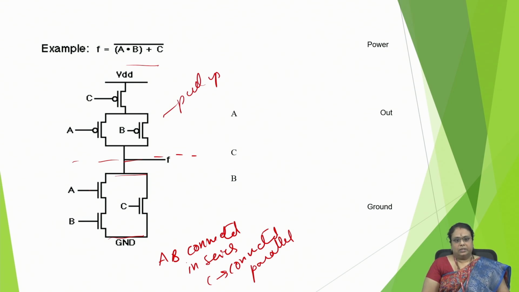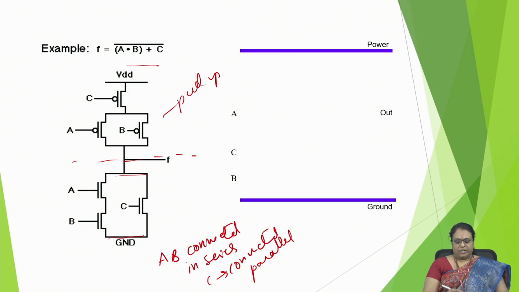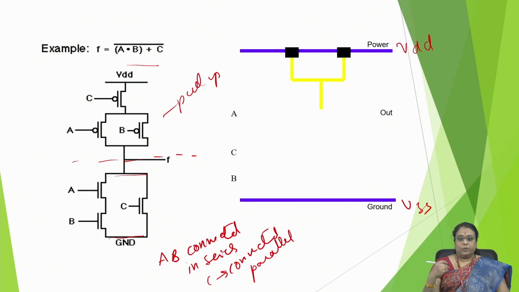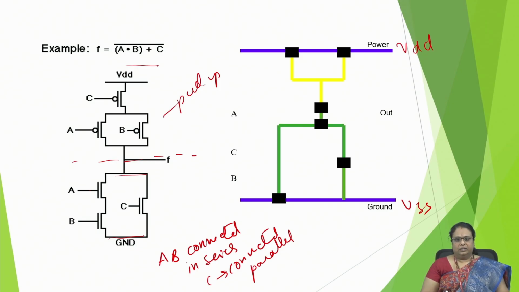How do we draw this example of A into B plus C whole bar? When we try to draw the stick diagram for this, this is our VDD, that is power. This is our VSS, ground. What did we do here? We are trying to represent A and B in the pull-up side, because those two are in a parallel combination, right? And here, pull-down side, what will we do? We will connect A and B here in series. So this is how we are trying to do.